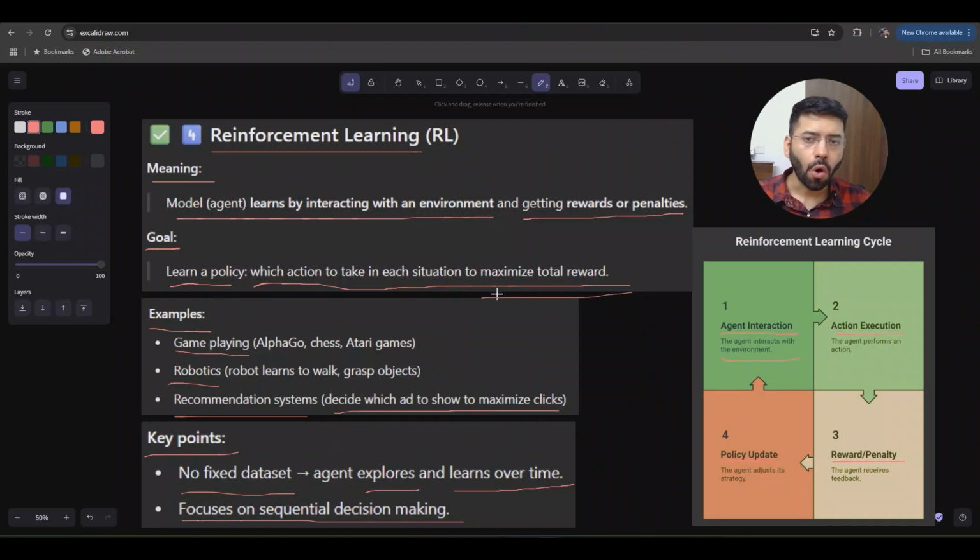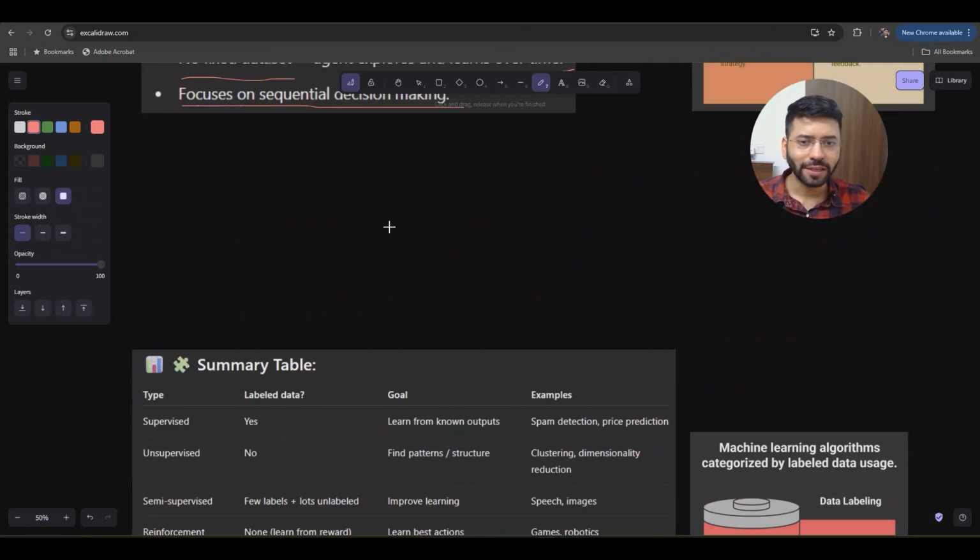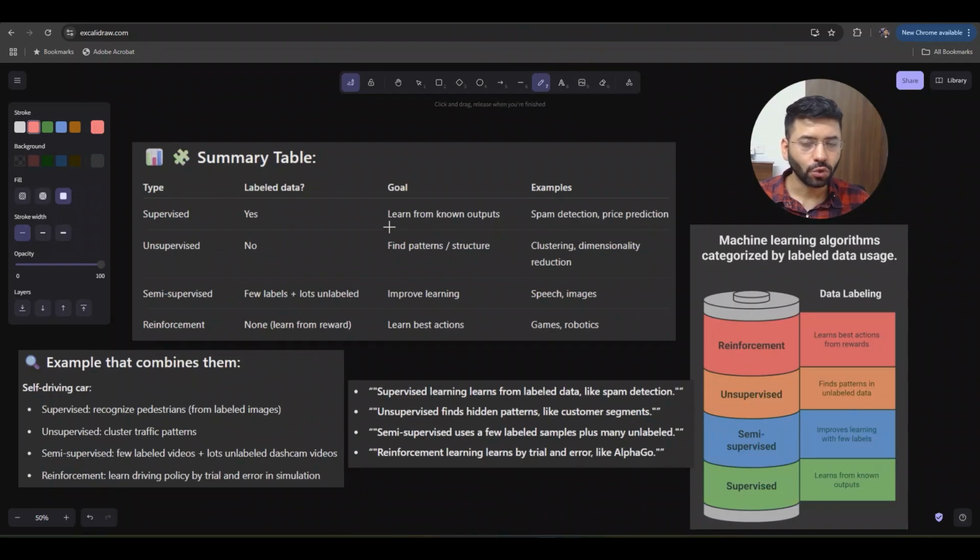Now that we have checked all four types of learning, let's see the summary table so that you can revise it and you can get the complete idea of the video in a few minutes.